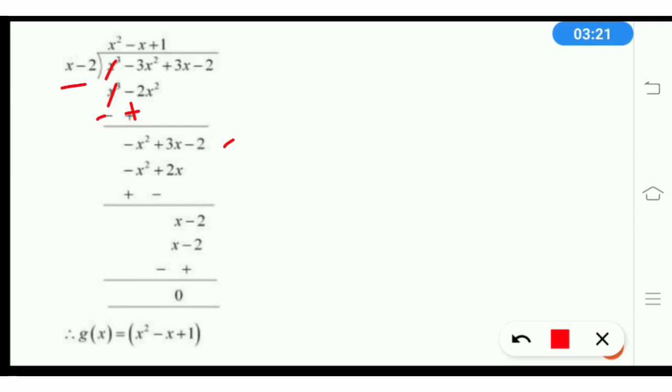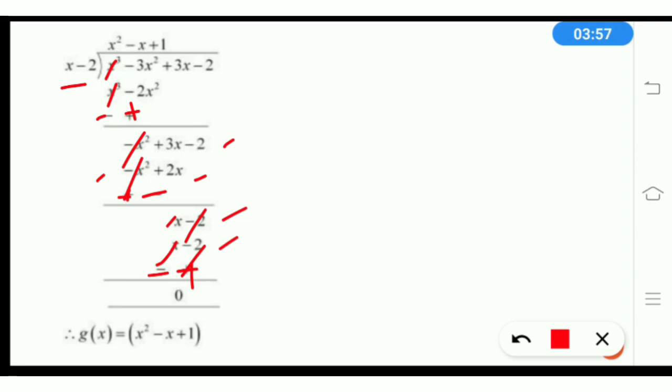Next, if we multiply x minus 2 by minus x, that means x into minus x is minus x square, and minus 2 into minus x is plus twice x. Subtracting, minus x square and minus x square cancel, so plus thrice x and minus twice x leaves only plus x, and here minus 2. If we multiply x minus 2 by plus 1, we get simply x minus 2. Subtracting, x minus x and 2 minus 2 cancel, so the remainder is 0.